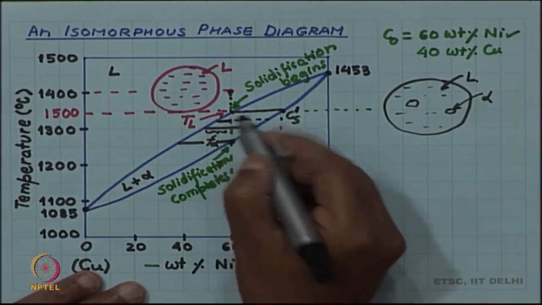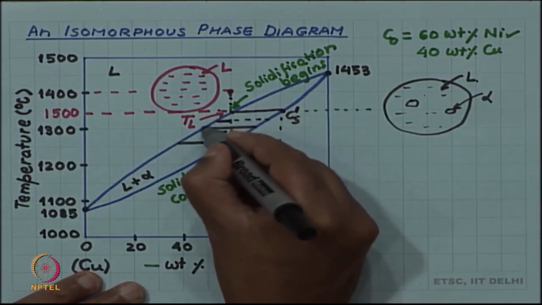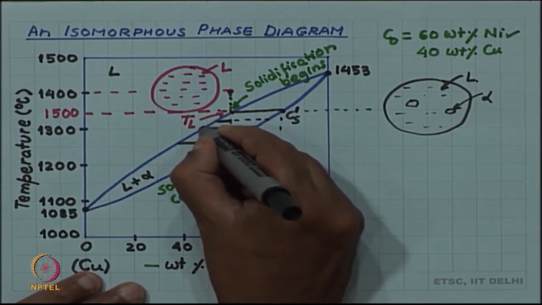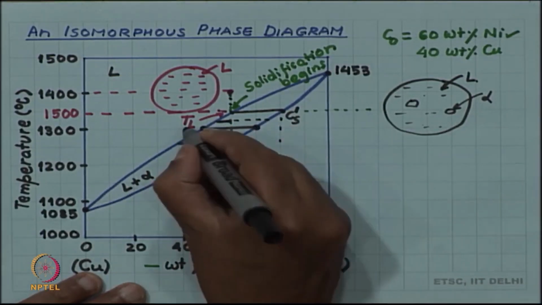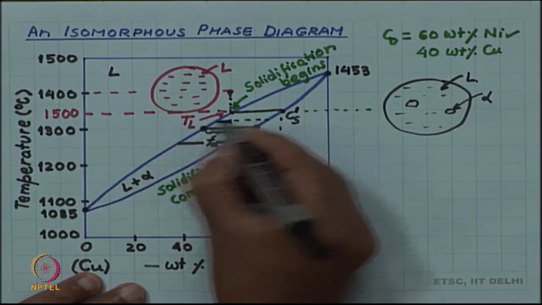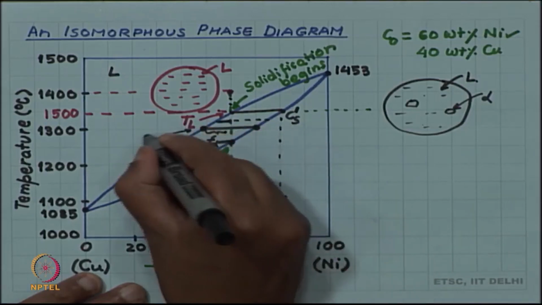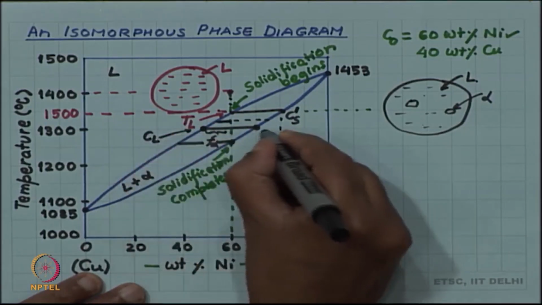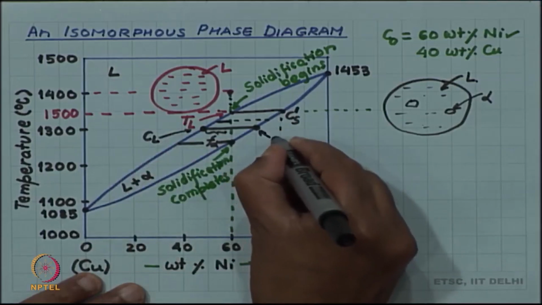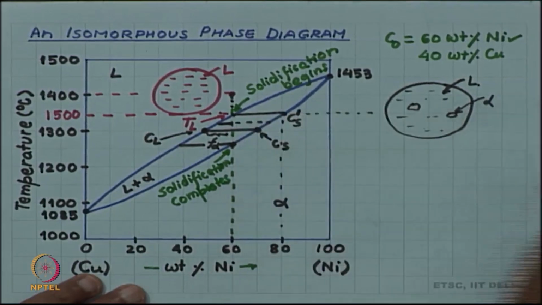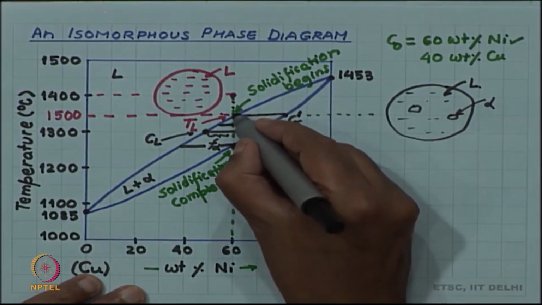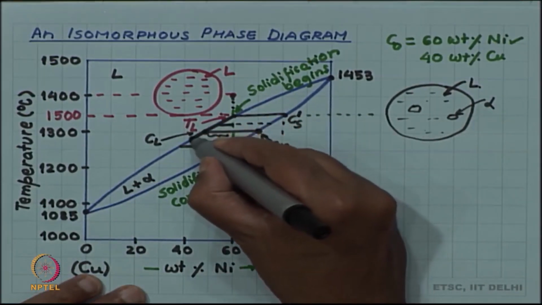Then as we have lowered the temperature, you can see the tie line also gives the end points, which give you the liquid composition and the solid composition. The liquidus end of the boundary gives you the liquid composition and the solidus end gives you the solid composition. So, you can see that both the liquid and solid compositions evolve along these lines.